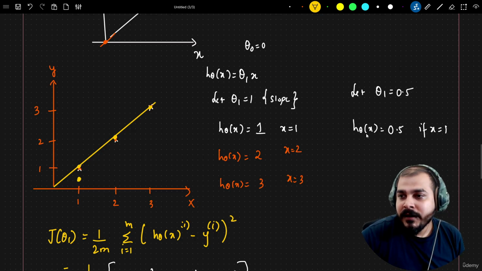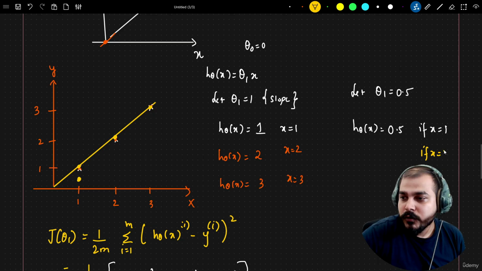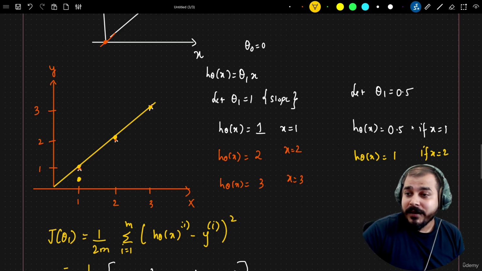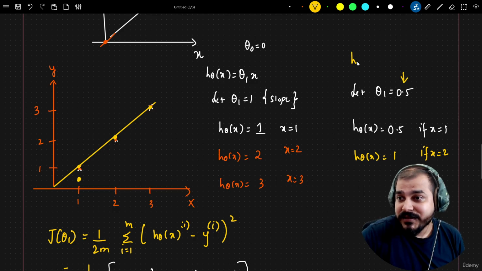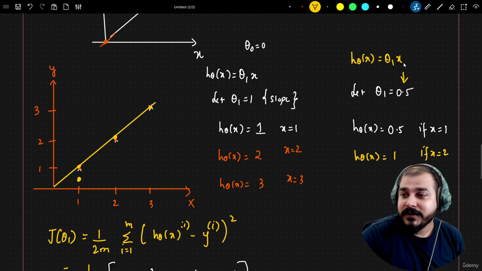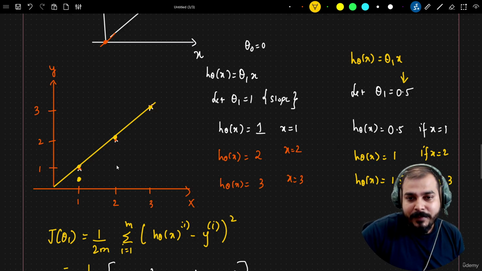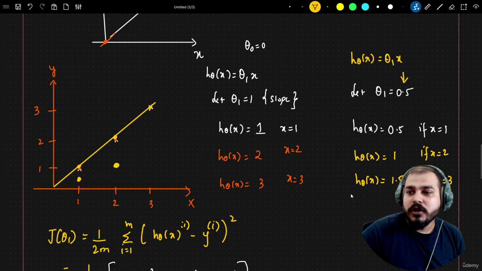Now similarly, when theta 1 is 0.5 and x is equal to 2, h theta of x will be 1, because here we are just multiplying theta 1, which is 0.5, by x. In this equation, h theta of x is theta 1 x, right? 0.5 multiplied by 2 is nothing but 1. Then when x is equal to 3, this is going to be 1.5. So when x is 2, I'm getting 1, and I'm going to note this particular point. And when x is equal to 3, h theta of x is 1.5, which is mentioned at this particular point.